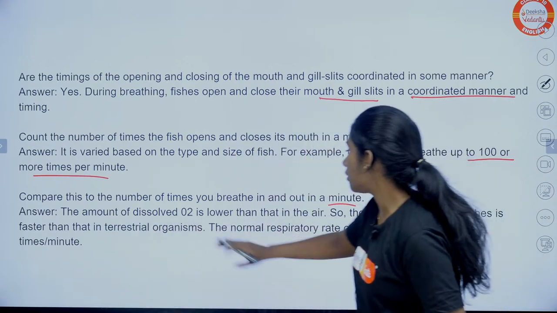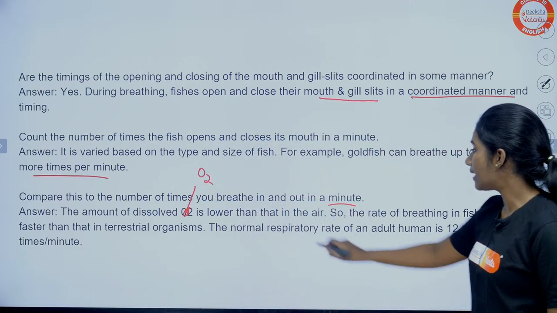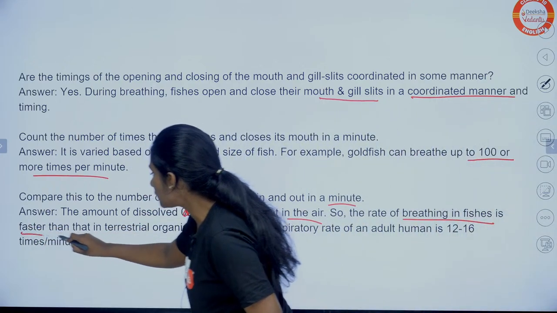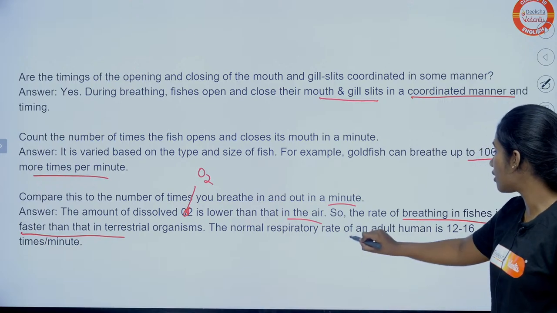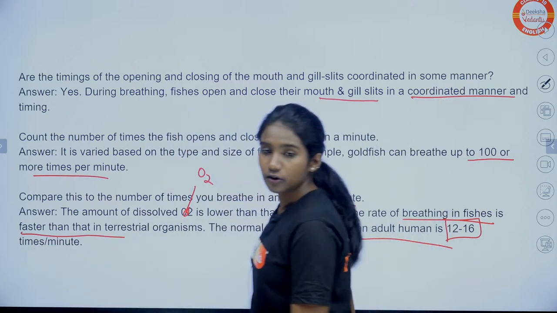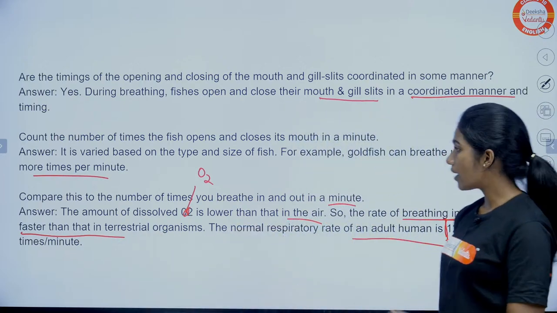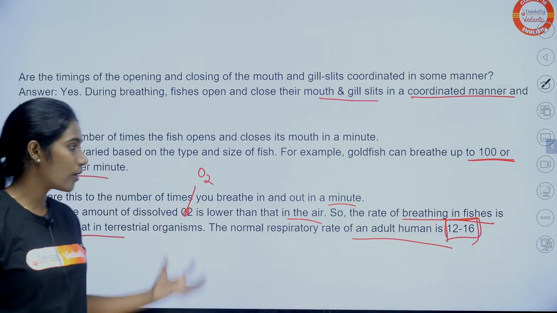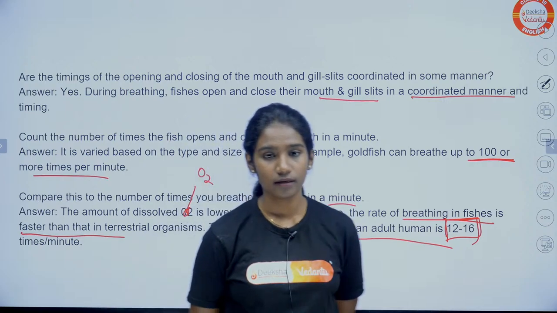See, the amount of dissolved oxygen, this is O2, is lower than that in the air. Okay. So, the rate of breathing in fishes is always faster than that in the terrestrial organism. The normal respiratory rate of an adult human is 12 to 16 times per minute. So, we human beings, our rate of breathing is 12 to 16 times per minute. Whereas fishes, it can go up to 100 per minute. So, our rate of breathing is less when you compare with the aquatic animals. Clear with that, students? Okay, clear with that?